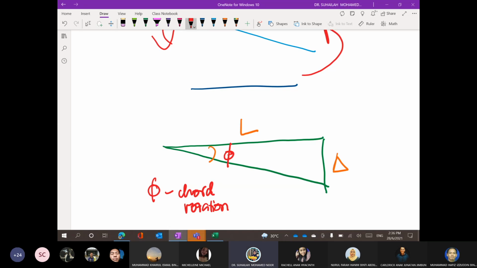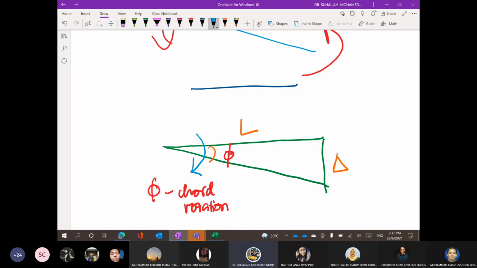And see the behavior from its original position. Look at the direction. From the original, in this direction, the angle, the direction of chord rotation, from original to new one. Is it clockwise or anti-clockwise? The angle. Clockwise. Okay, clockwise.